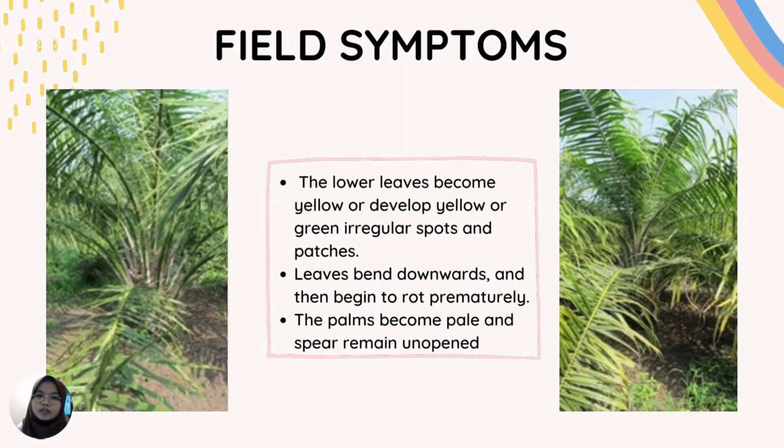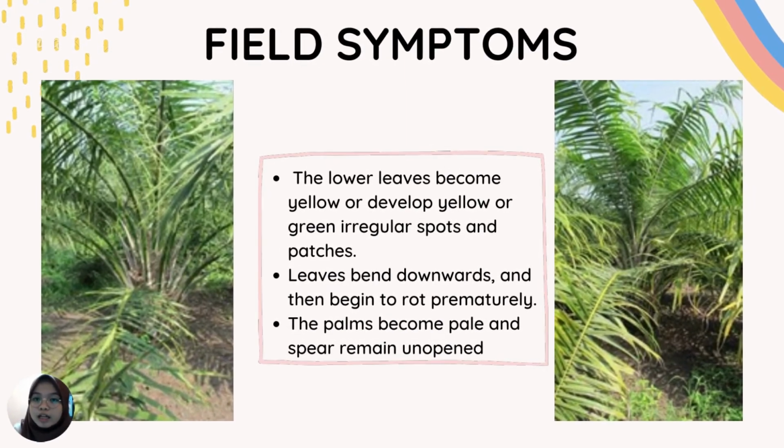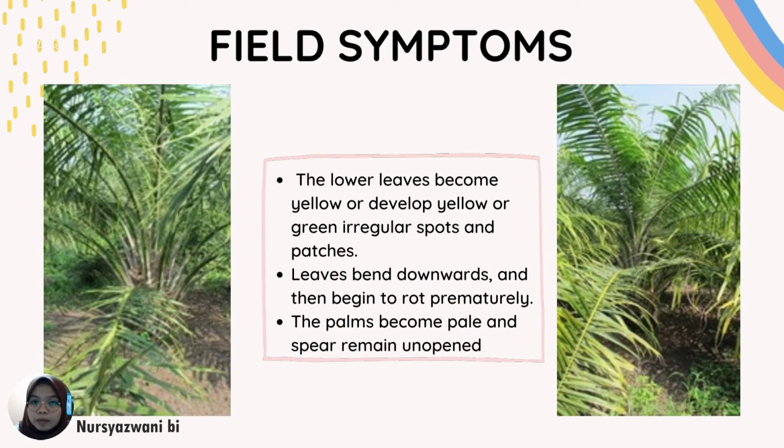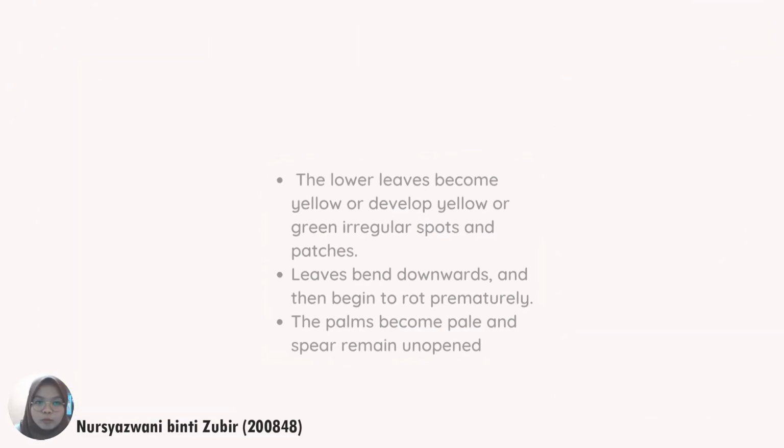Now we will move on to the next part about the symptoms. These pictures show the early symptoms of Basal stem root disease in young oil palm, where the lower leaves become yellow or develop yellow and green irregular spots called mottle, and then the leaves bend downwards and begin to rot prematurely, after which growth becomes slow, the palm becomes pale, and the spear leaf remains unopened.